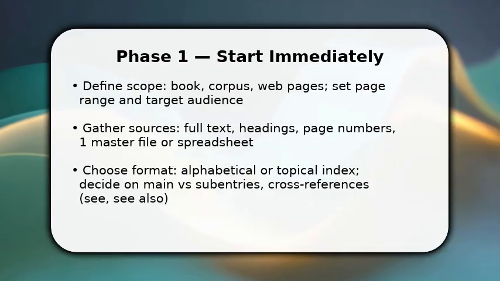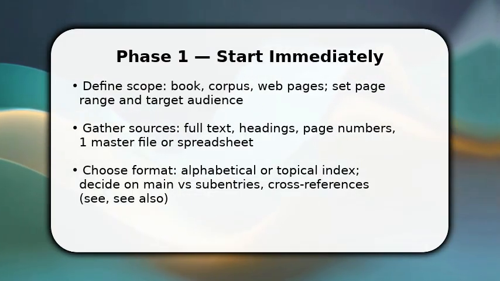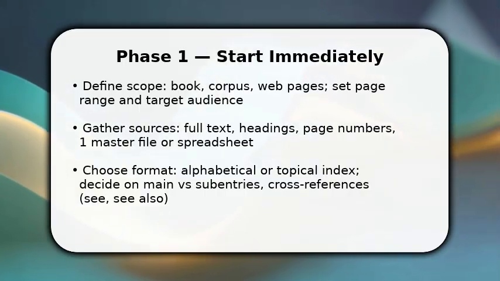You start by defining the index scope and audience, then grab every source file and headings you'll index. Next, pick a format, alphabetical versus topical, and decide on main entries, sub-entries, and cross-references.